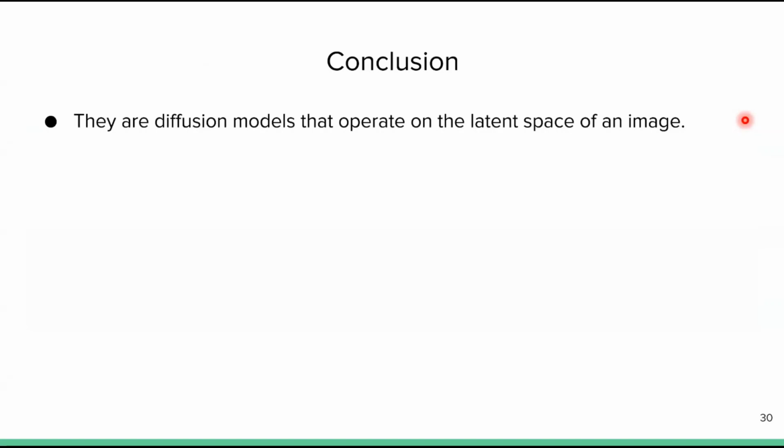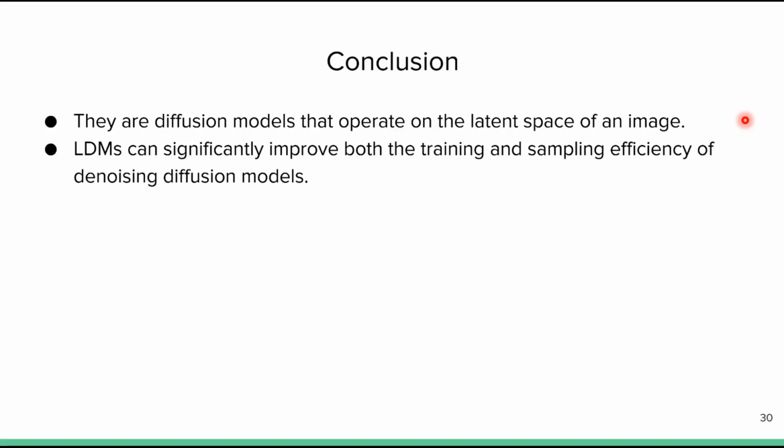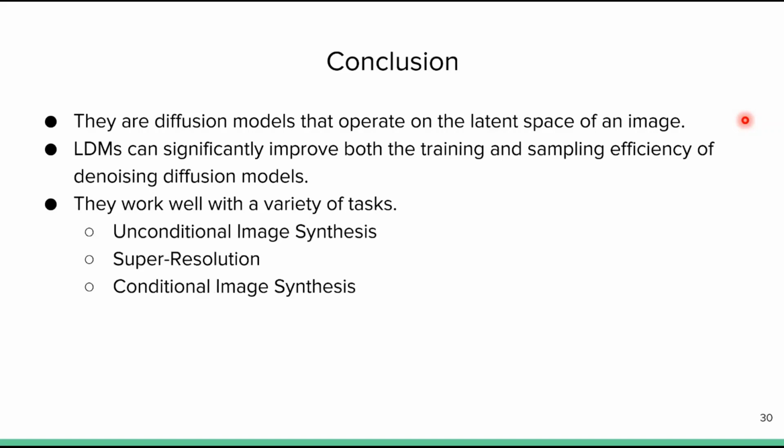And so in conclusion, a good way to sum up LDMs is that they're essentially diffusion models that operate on the latent space of an image. They can significantly improve both the training and sampling efficiency of denoising diffusion models. And the authors of the paper did a good job in showing that they fare well when compared to other state-of-the-art methods, all of which have been shown.